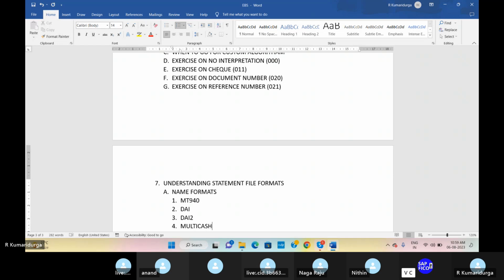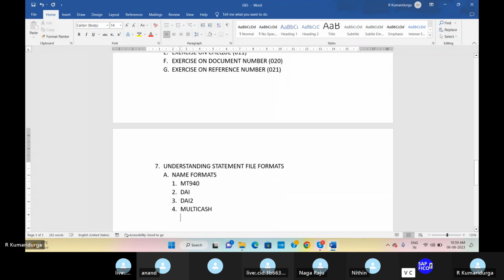Okay, and file formats, can you just put the 8 point, ma'am? 8 point is file format MT940. See, in any files, you just need to have the algorithms, based on the formatting types.